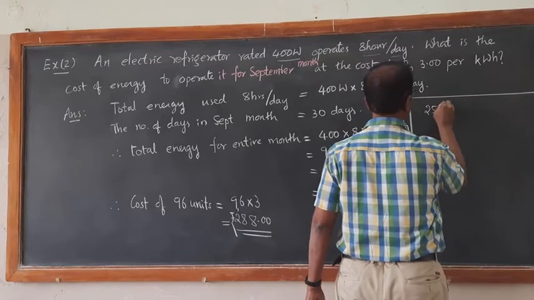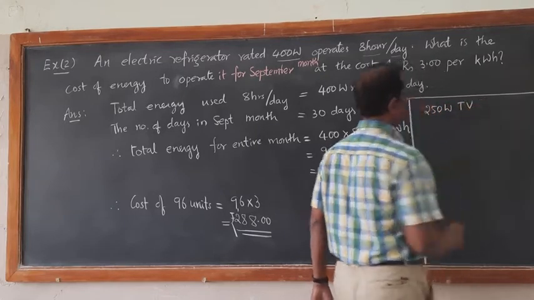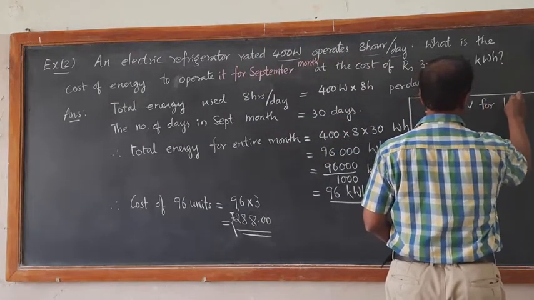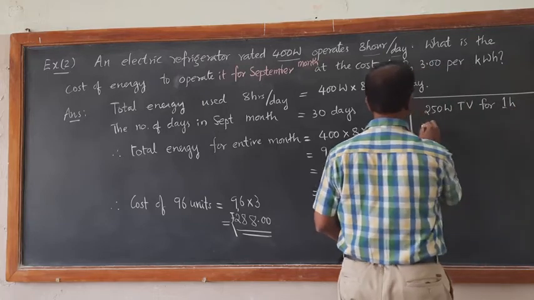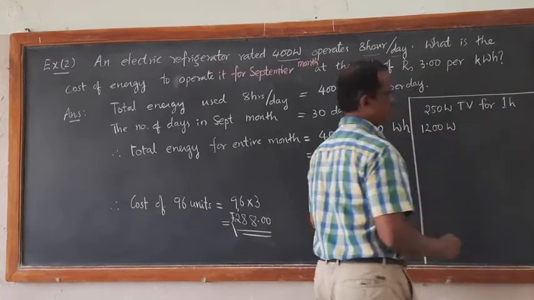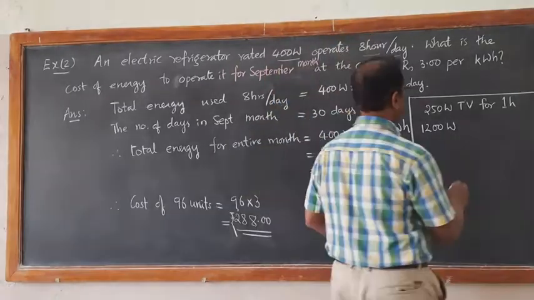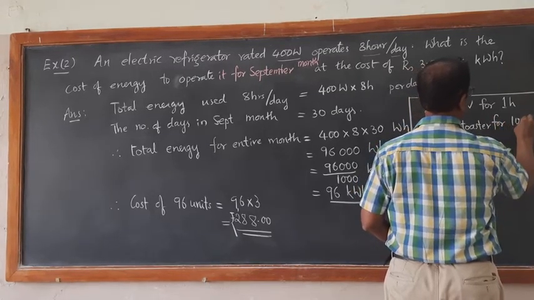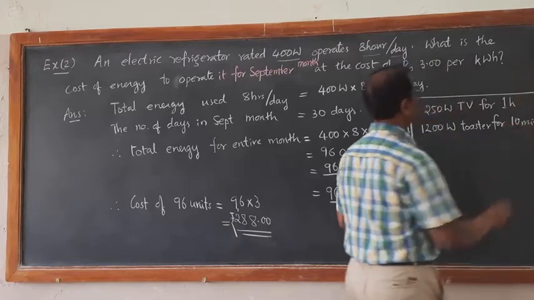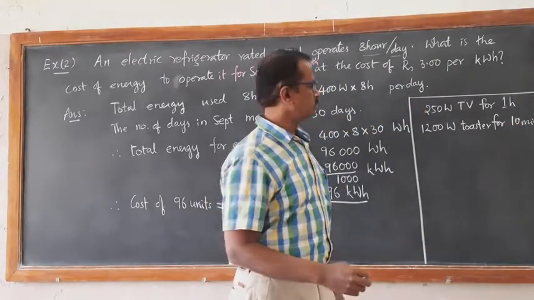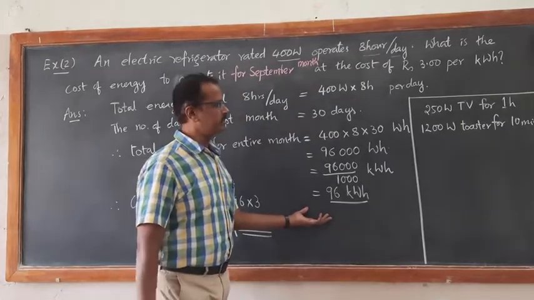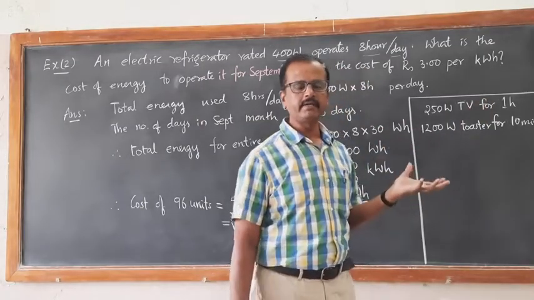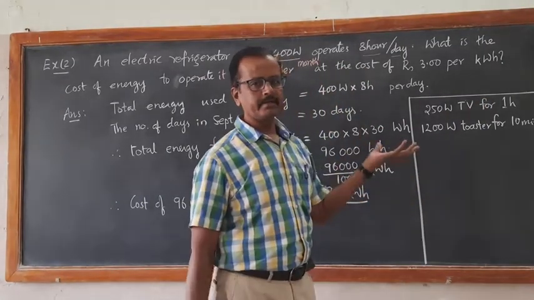250 watt TV used for 1 hour, or 1200 watt toaster used for 10 minutes. Which one uses more energy? So once you learn kilowatt hour, it is easy to convert this given data into kilowatt hour, directly calculate it, and we can compare.